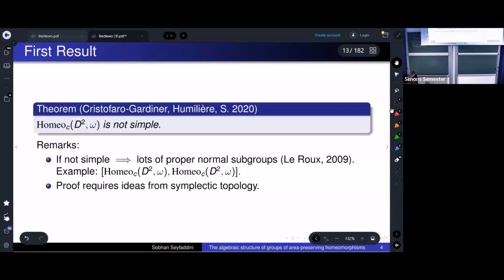And the second remark is that the proof requires ideas from symplectic topology, symplectic geometry. This might come as a bit of a surprise, at least at first glance, because symplectic topology is a subfield of smooth differential topology: symplectic manifolds, symplectic forms, symplectomorphisms. These are all smooth objects. So what do they have to do with homeomorphisms? That's a very legitimate question. If people have no questions on what I've said so far, I'll take a detour into symplectic topology to tell you how homeomorphisms actually arise.